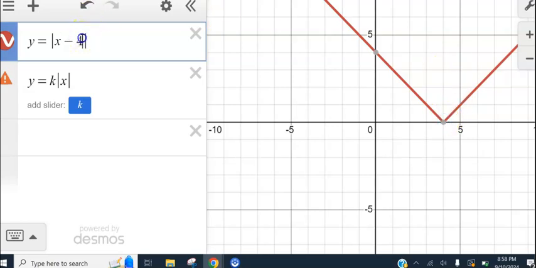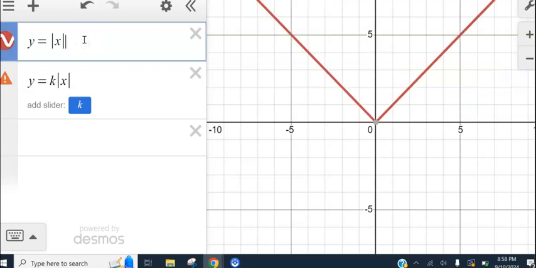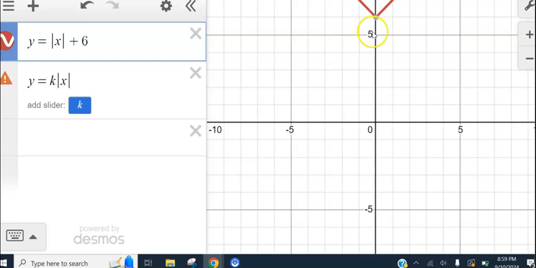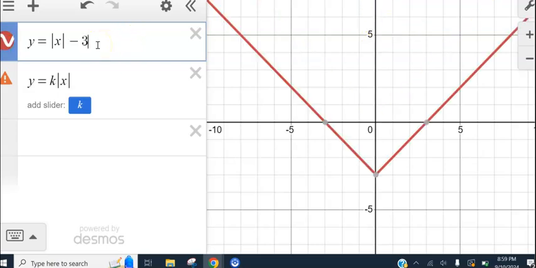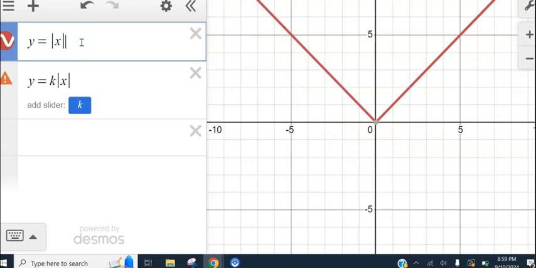So it's important to understand that x is always opposite. It's always backwards of what you would think it is. Meanwhile, on the outside, a number that's added is an up or down shift. It's shifted up 6 for a plus 6, or minus 3 would be a down 3, of course. So again, up and down for an outside number, left and right for an inside number.